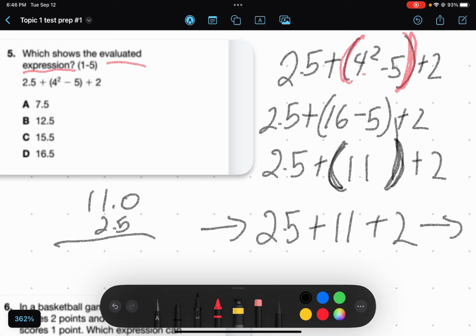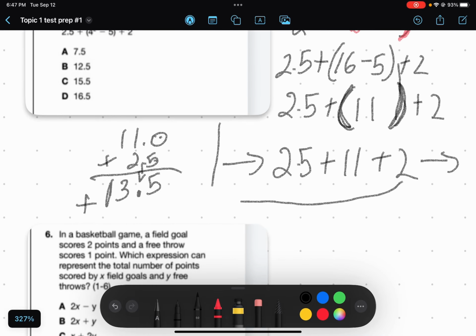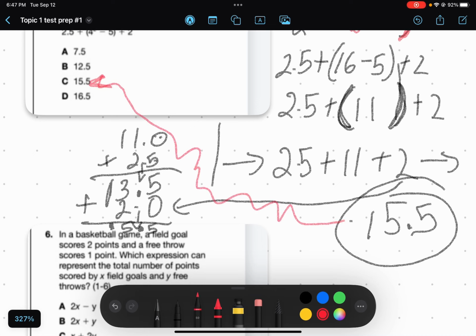Just make sure to use your decimals in the correct place. So 0 plus 5 equals 5. Bring down the decimal point. 1 plus 2 equals 3, 1 plus 0 equals 1, so 13.5. So now I just have 13.5 plus the 2 over here. So 2, so that would be 5, bring down the decimal, 15. So my answer would be 15.5. And if you take a look up there, there is my 15.5.